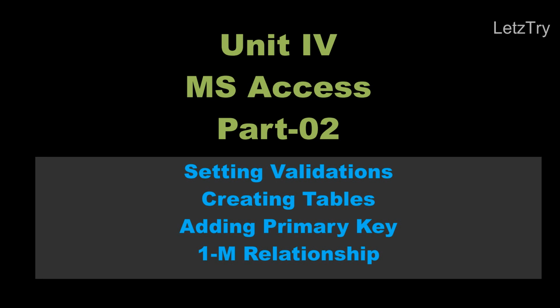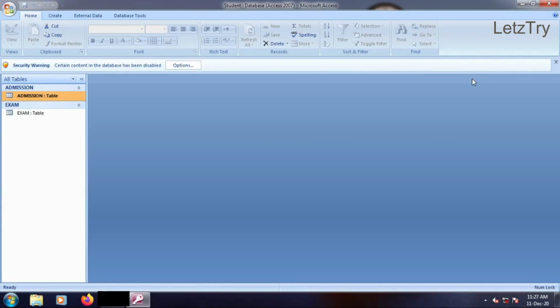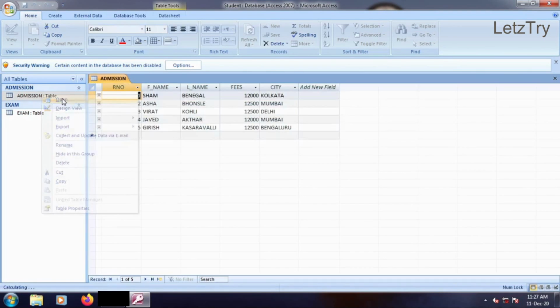This is MS Access application window showing the student database created in last video. Remember, we created two tables, admission and exam. Let us open admission table in datasheet view to see the records. It contains 5 records. It has roll number, first name, last name, fees and city fields.